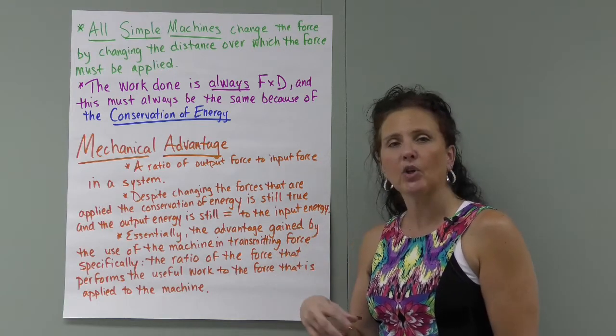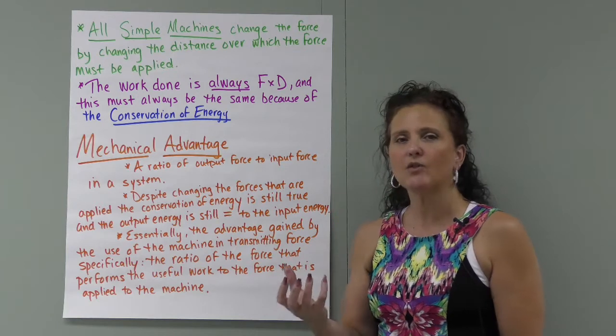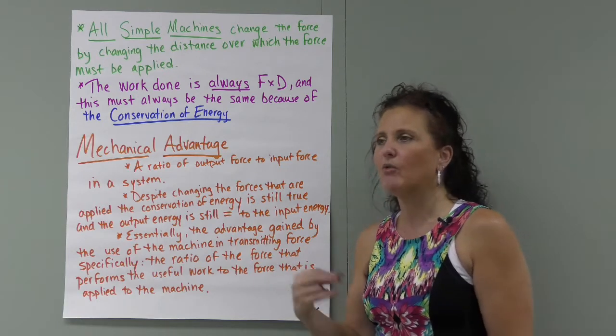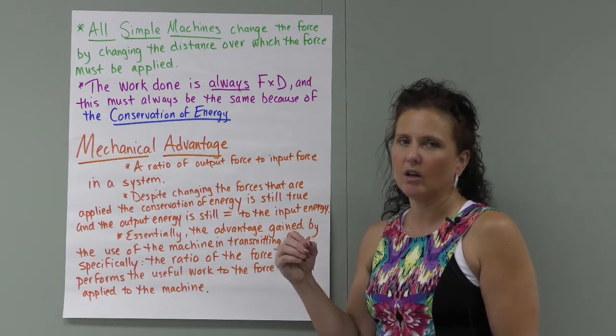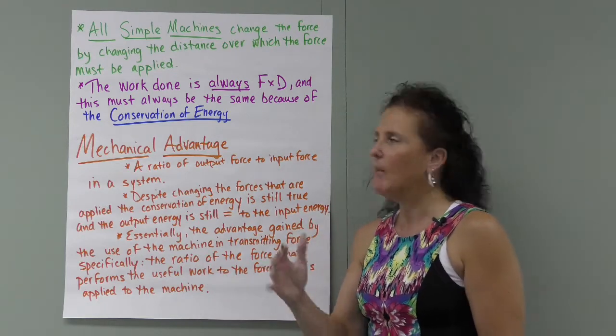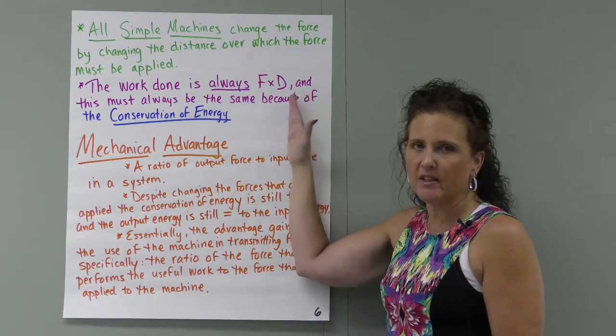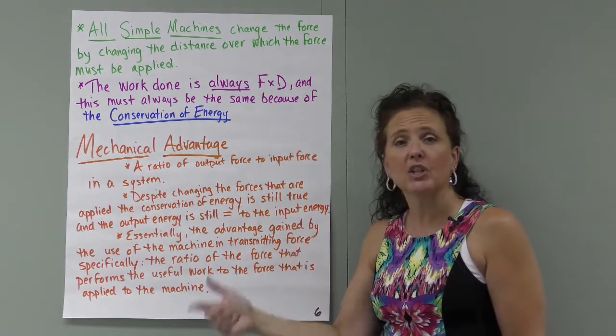In the second video, we're going to look at energy. But the law of conservation of energy means energy can neither be created nor destroyed, right? So we can't create energy in our work. So we're either going to have to change it by changing the force or changing the distance. And that's what simple machines do.